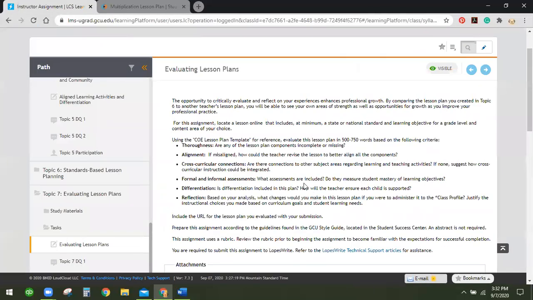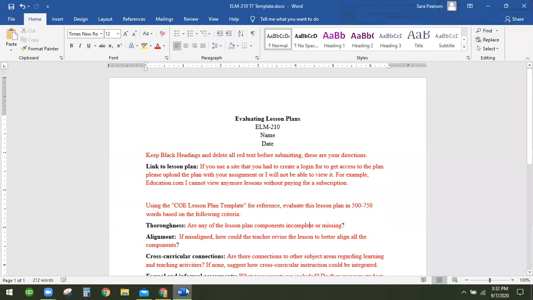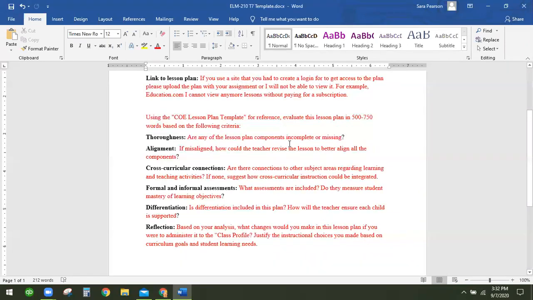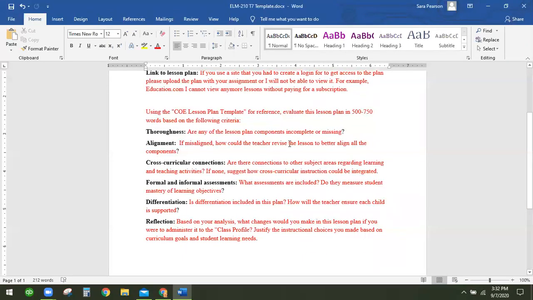What you're going to do is I've created a template for you to use that's posted in the weekly announcement. Open up that template and start your analysis. First, you're going to give me the link to the lesson plan. Next, you're going to look side by side at the College of Ed lesson plan template and evaluate this plan, thinking, are there any lesson plan components that are incomplete or missing?